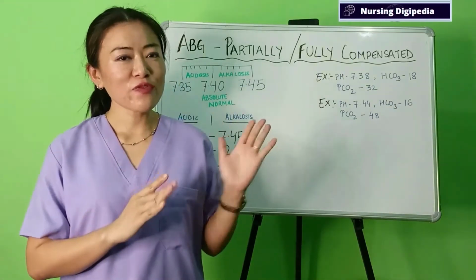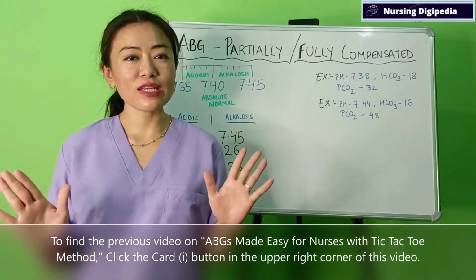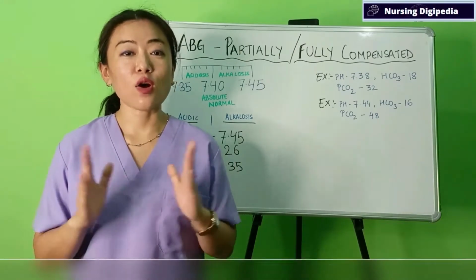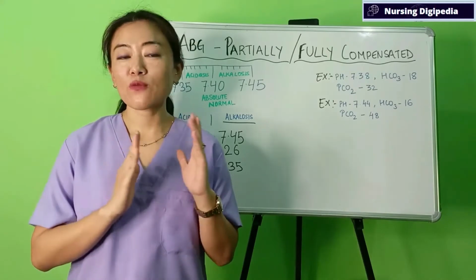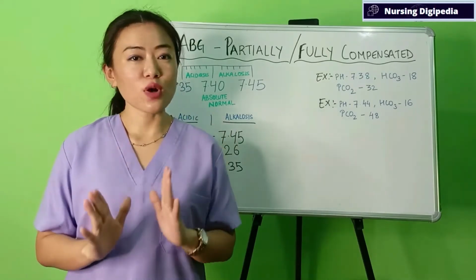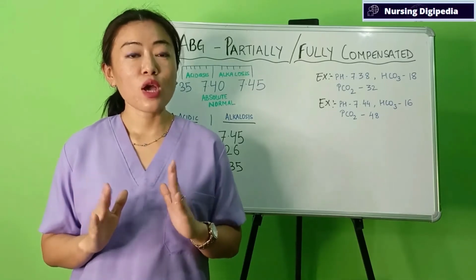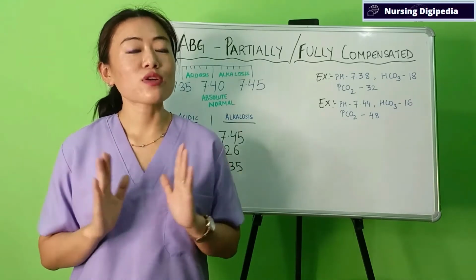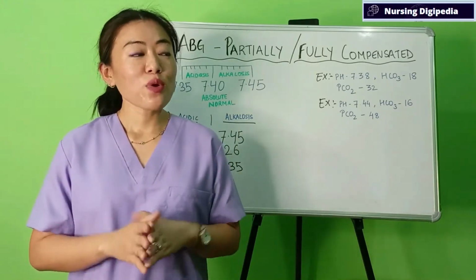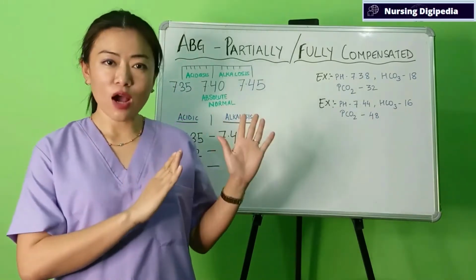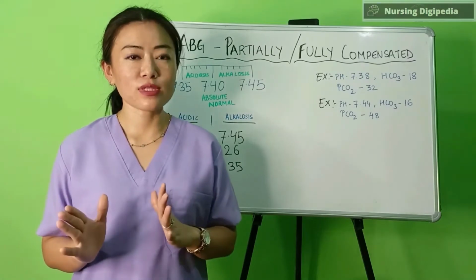In the last video we talked about how to interpret ABG by using the Tic Tac Toe method, and also how to differentiate whether it was respiratory acidosis or alkalosis, metabolic acidosis or alkalosis, whether it was uncompensated or compensated. So, in today's video, we are going to learn whether it is fully compensated or partially compensated.